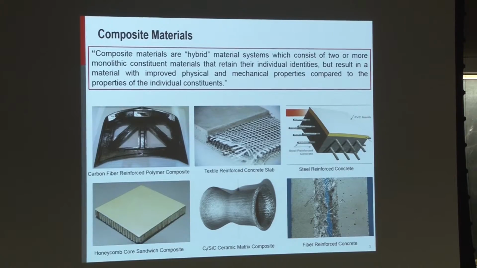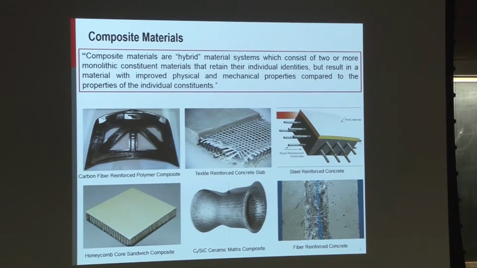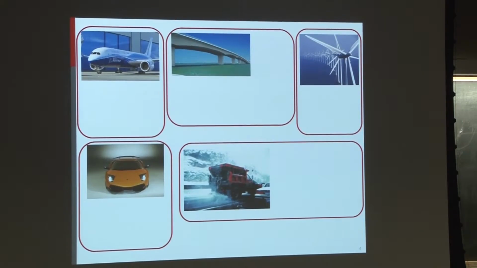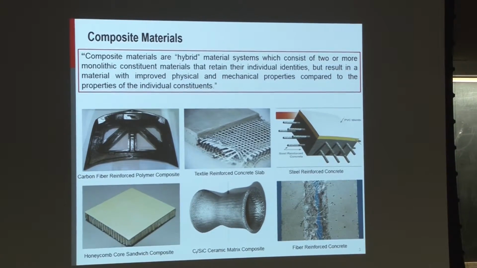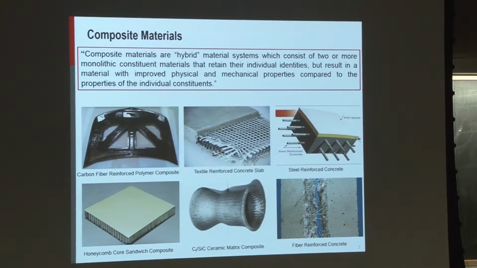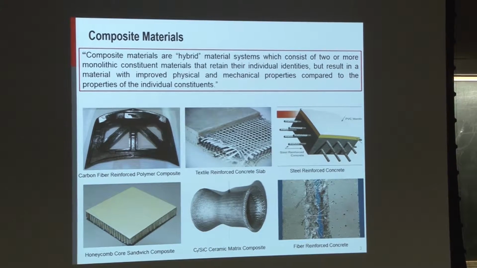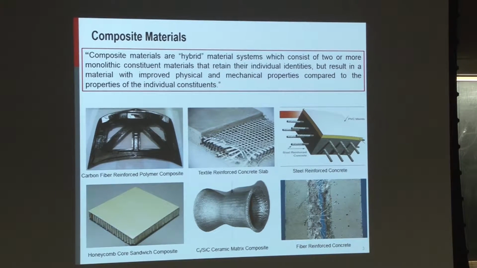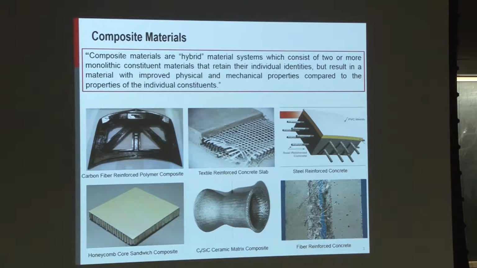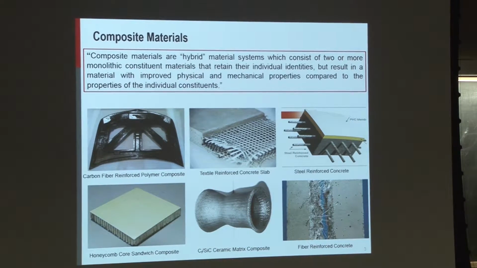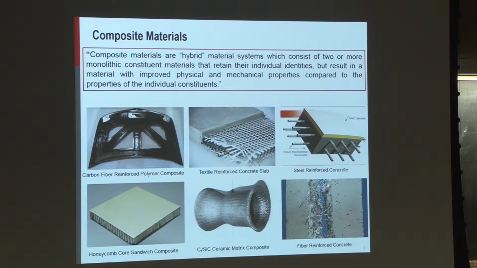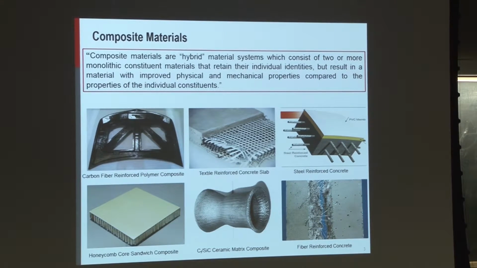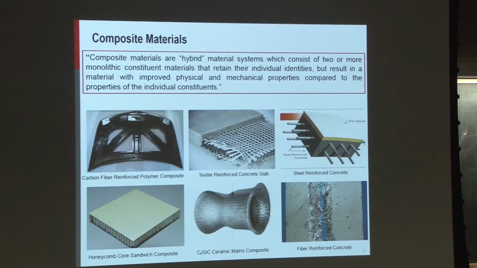So, textbook definition, what are composite materials? Well, composite materials are hybrid material systems which consist of two or more monolithic constituent materials that retain their individual identities but result in a material with improved physical and mechanical properties compared to the properties of their individual constituents. Typically, composites have a reinforcing material which is of high strength and a matrix material that binds the reinforcements together.